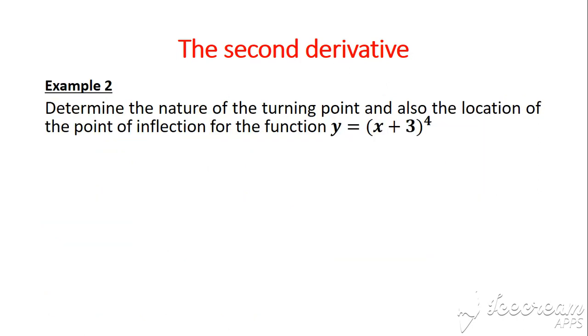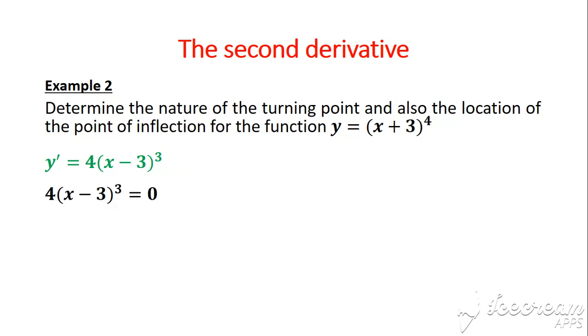Let's move on to example 2. We're going to determine the nature of the turning point and also the location of the point of inflection for the following function: y is equal to x minus 3, all to the power of 4. The first thing is we're going to differentiate it to get the gradient rule. The 4 comes out the front. We leave x minus 3 alone. We drop the power of 4 to a 3. And we times by the inside function differentiated, which is 1.